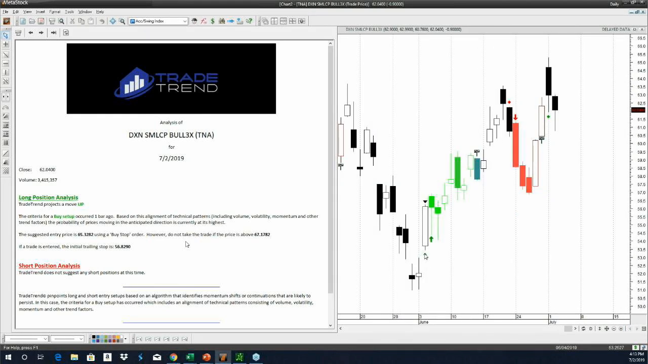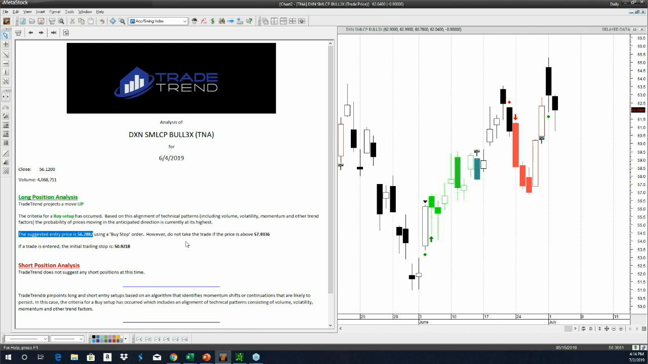So if we go back to this particular day when we had a long setup with the green diamond, that was shown in the commentary on June 4th. And it shows us that the suggested entry price is 56.28. Okay, and that was just above the high of the signal bar. So when we get the signal on June 4th, we simply look at the commentary, and it's going to tell us exactly where to place our buy stop order.